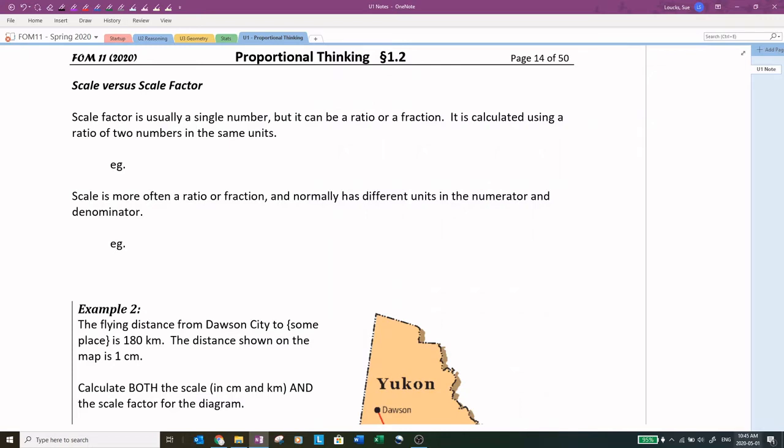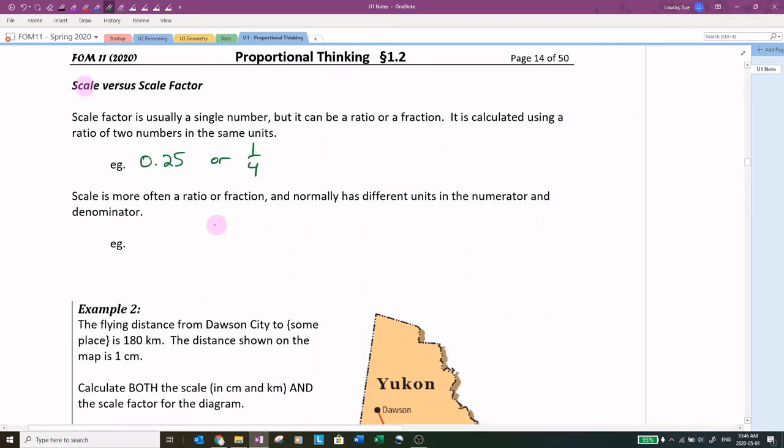It's usually written as a decimal, like 0.025. Scale can be written as a fraction, for example 1/4, or you can think of that as a ratio, 1/4 as a ratio. But there's no units, okay? Scale isn't done as a decimal, it's a ratio or a fraction.